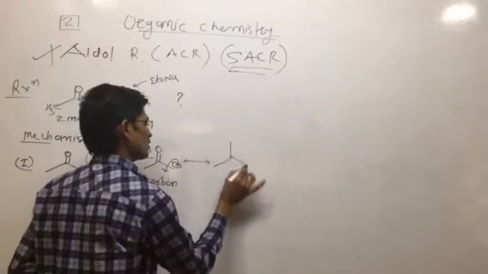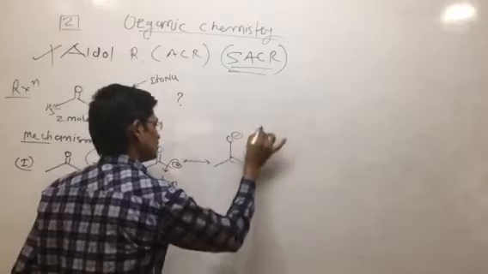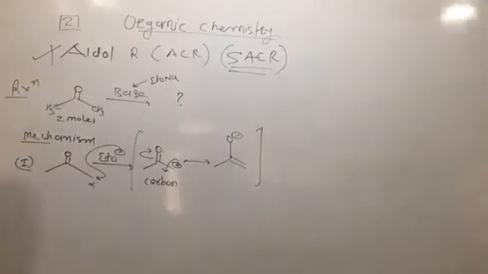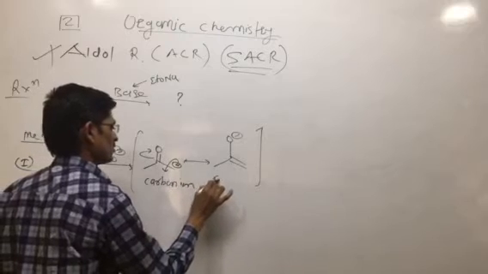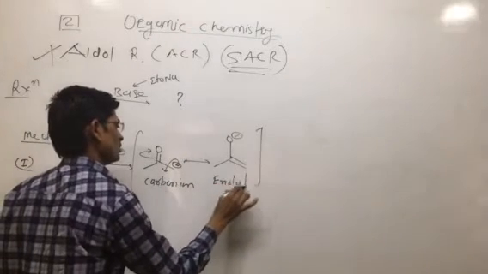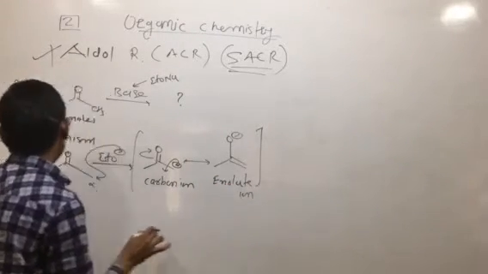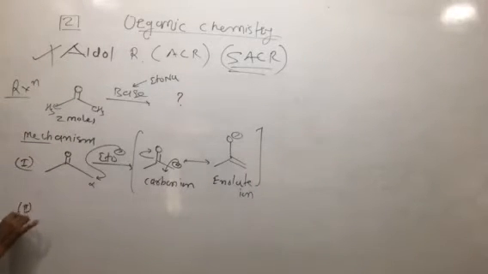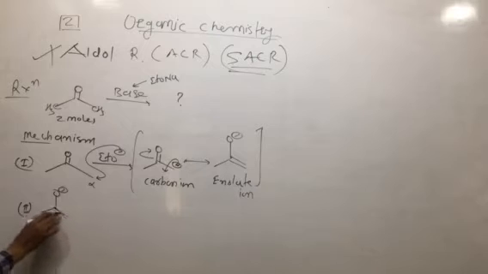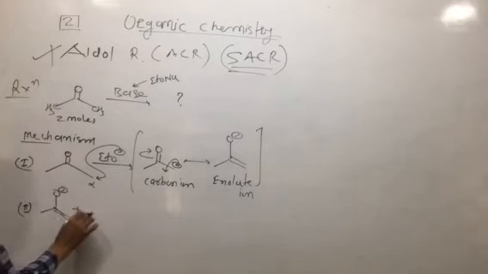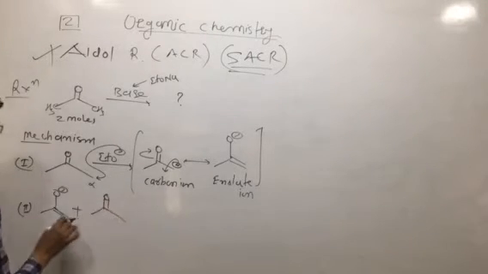There is formation of what? Enolate ion. So what happened here? This carbanion is the enolate ion. In the second step, we are having the enolate ion. This enolate ion is treated with what? Second mole of carbonyl compound.